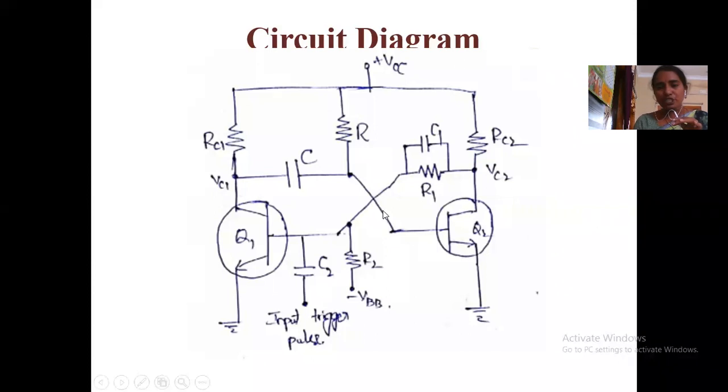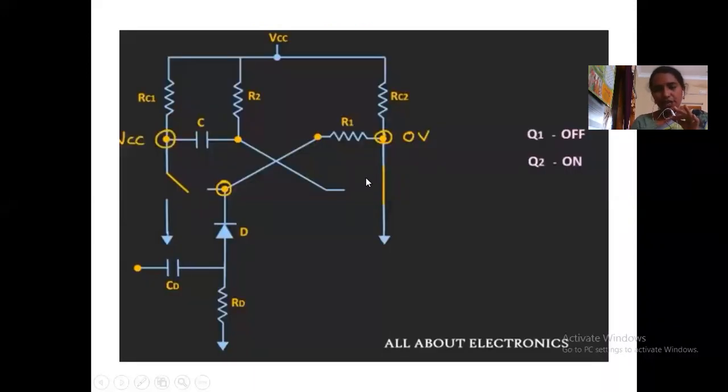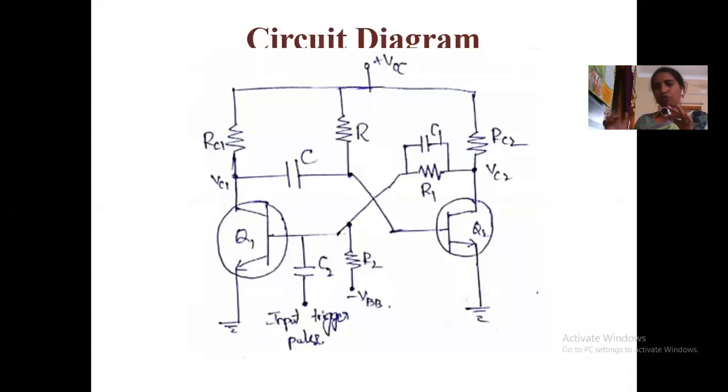So VC2 is 0 volts. So 0 volts is given to Q1. Q1 is already in off condition, right? So VCC is applied in between resistor and the emitter terminal of transistor Q2. Due to this voltage, transistor Q2 is always in conducting, that is saturation mode. So output of Q1 is VCC, output of Q2 VCE is 0. Output of Q1 is VCC, maximum voltage. Output of Q2 is 0.7 or 0 volts. This is the stable state of monostable multivibrator.